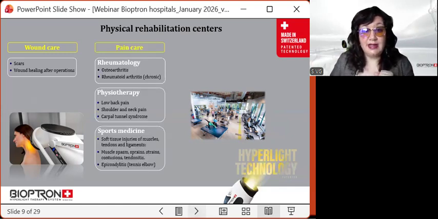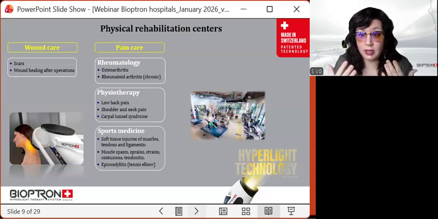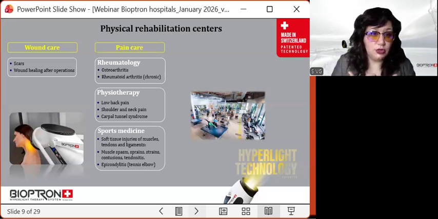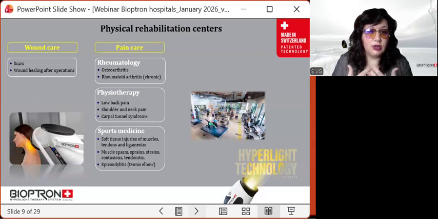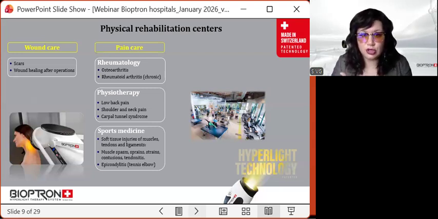In a physical rehabilitation center, you can, of course, take care of pain for different reasons. You will have people there that are undergoing therapies because they have chronic pain due to rheumatology, due to osteoarthritis, this chronic arthritis. It cannot be cured. There is nothing that cures them, but Bioptron can help them to decrease the pain, improve the mobility, of course, and improve the quality of life.